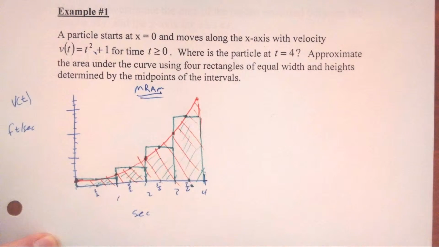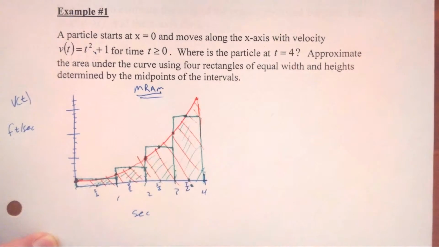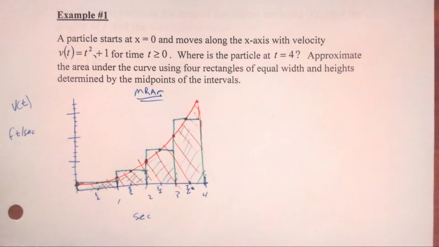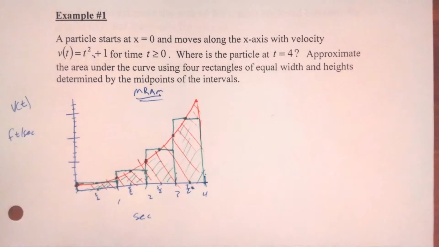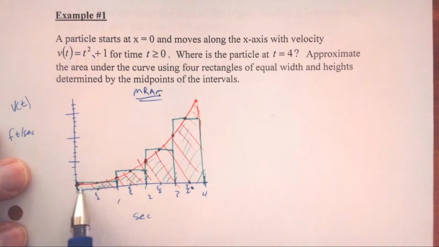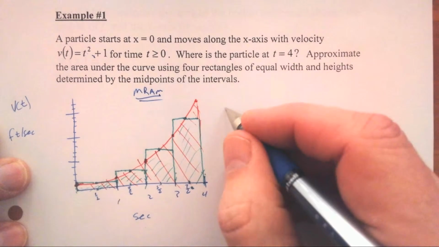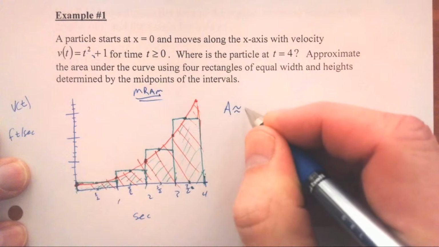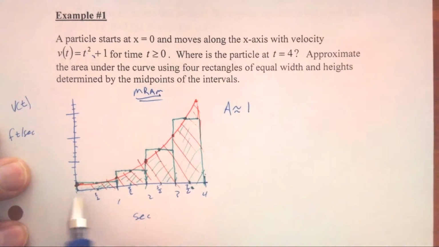But we realize it's going to be somewhat reasonable, and midpoints, MRAM, is oftentimes a better choice than LRAM, RRAM. Kind of depends on what the curve looks like, but when in doubt, MRAM is probably going to give us a better approximation. So let's talk about the area of these guys. The area of this first rectangle. So here's my area approximation. Is width 1 times height.